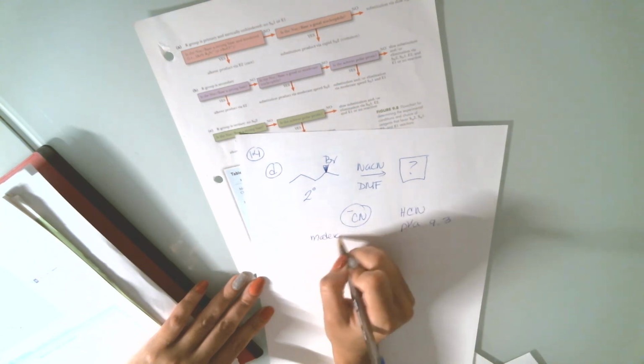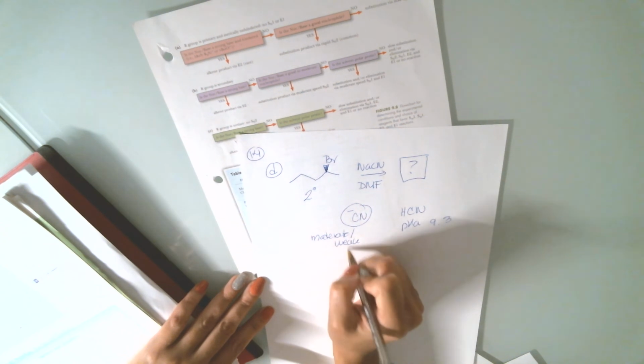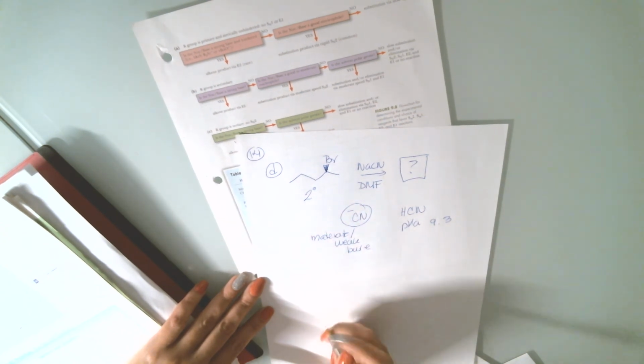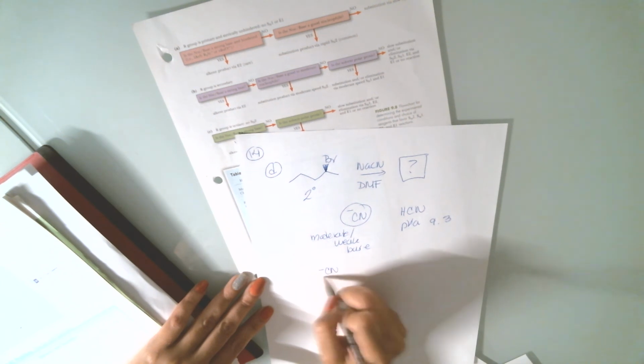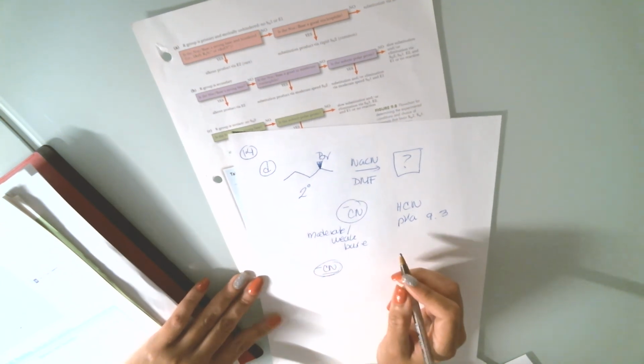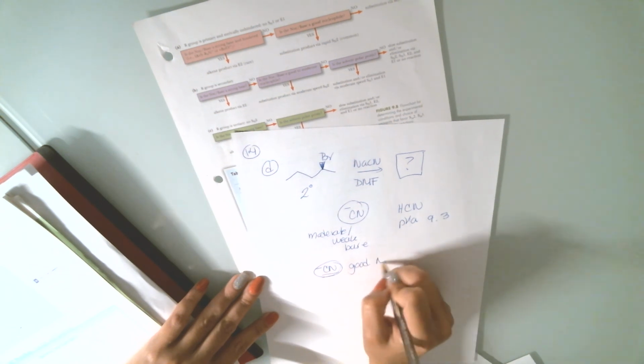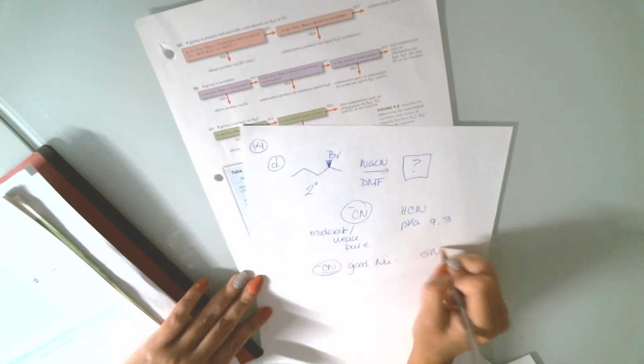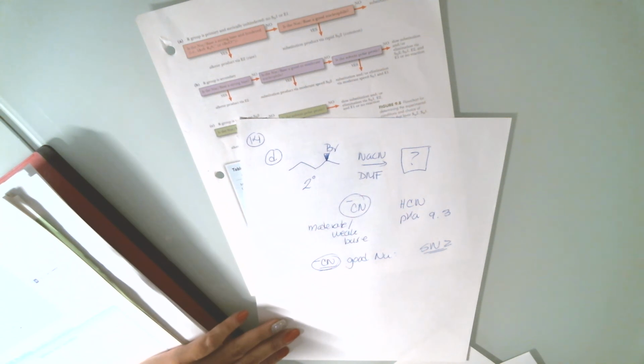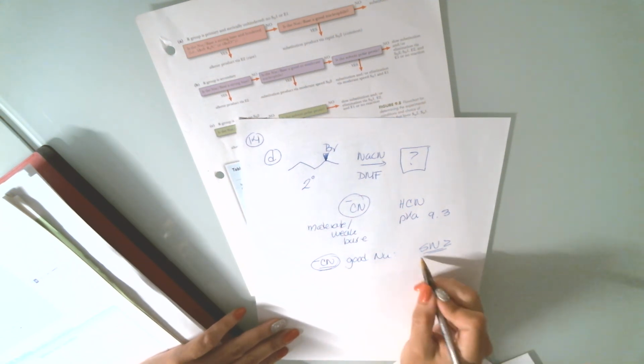9.3. And because of this is slightly below 11, this base is considered to be a moderate to weak base. However, this ion is a really good nucleophile. It's a good nucleophile. And because of this, the SN2 will dominate over the E2. You may not see the elimination product, and if you do get the elimination, it will be in very small amounts. So we get the SN2.